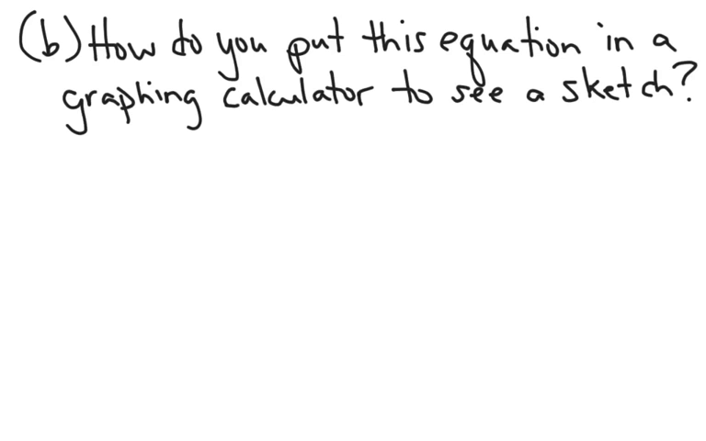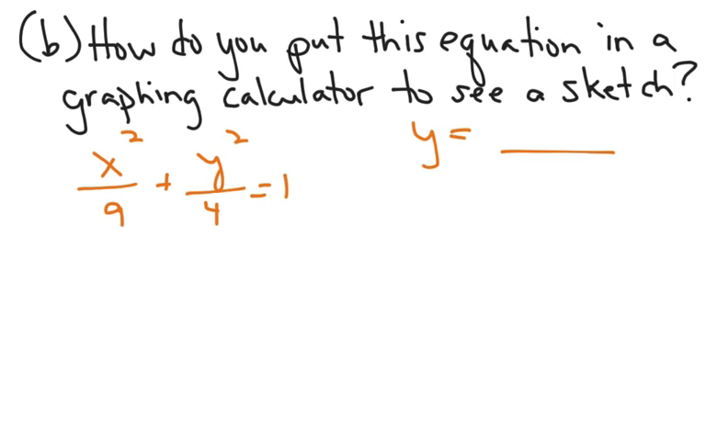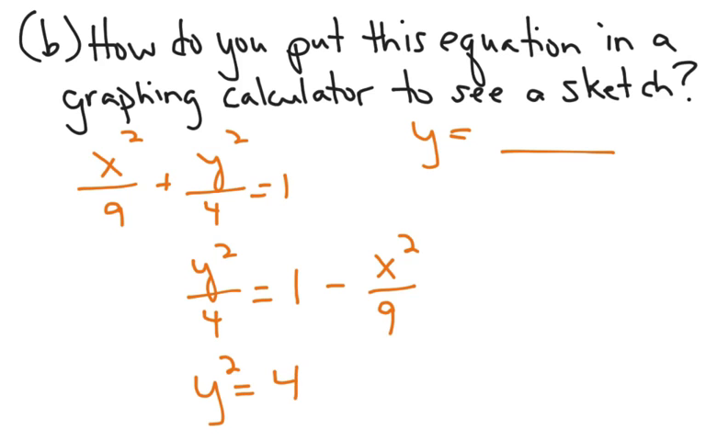But what if you just wanted to put the equation into y equals? Well, when you're dealing with an equation that looks like this, you already know that you can't put an equation into the calculator unless it says y equals something. So I'm literally going to solve this equation for y. I'm going to first subtract the x squared over 9, and then I'm going to multiply everything by 4, and then I'm going to square root everything.